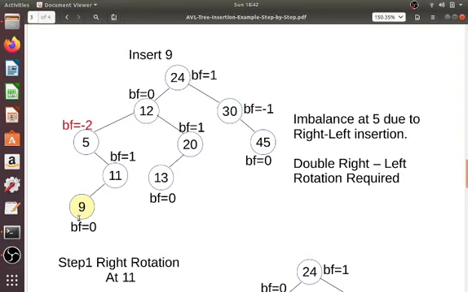When we compute the balance factors of nodes while moving upwards in the tree, we find that the balance factor of 9 is 0, balance factor of 11 is 1, and balance factor of 5 is -2. So 5 is the first unbalanced node that we find, and with respect to that, 9 was inserted in the right-left manner.